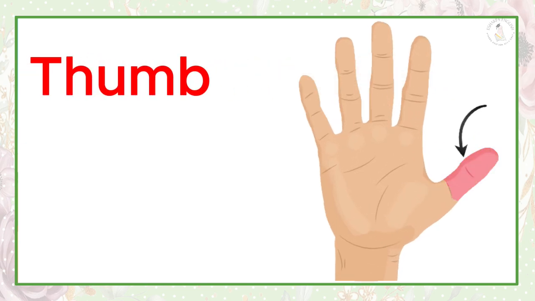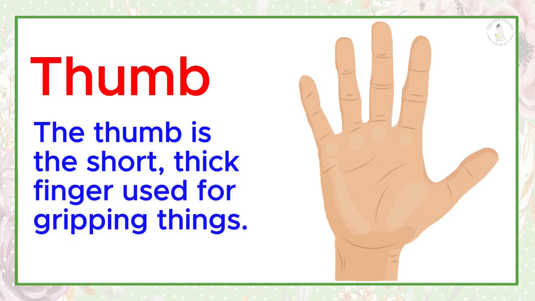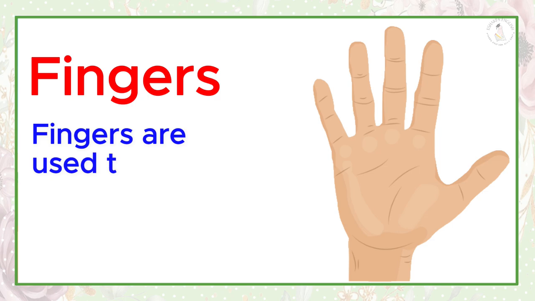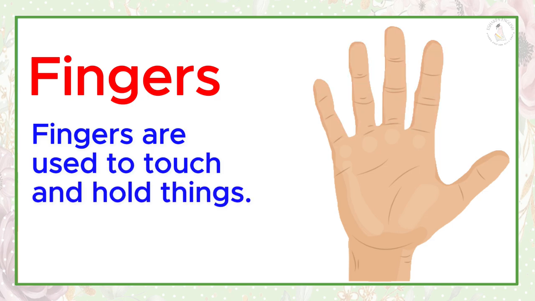Thumb. The thumb is the short, thick finger used for gripping things. Fingers. Fingers are used to touch and hold things.